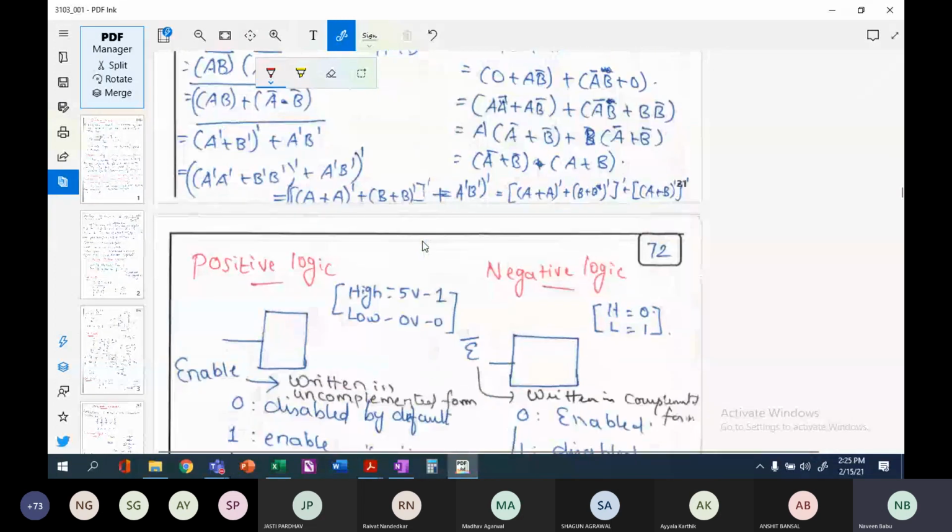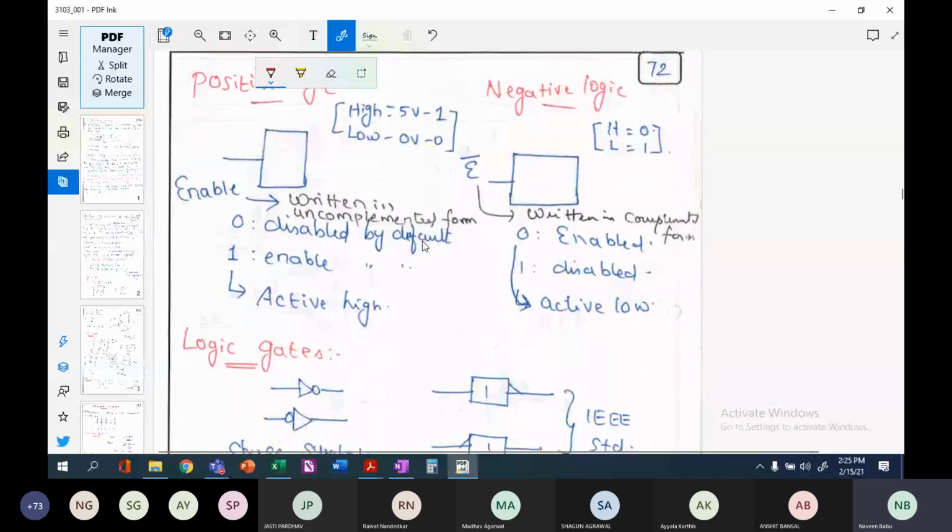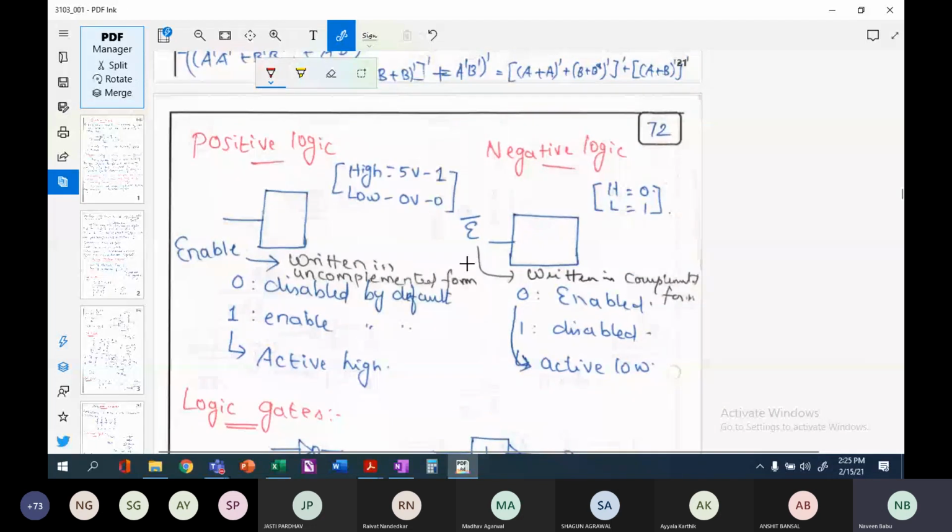Now next let's move on to the logic. There are two different types of logic: one is called positive logic and the other is negative logic. What do you mean by positive logic? In positive logic, we consider 0 to be low and 1 to be high. When we say high, the normal voltage is 5 volts, and when we say 0, the normal voltage is 0. In negative logic, high will be 0 and low will be 1.